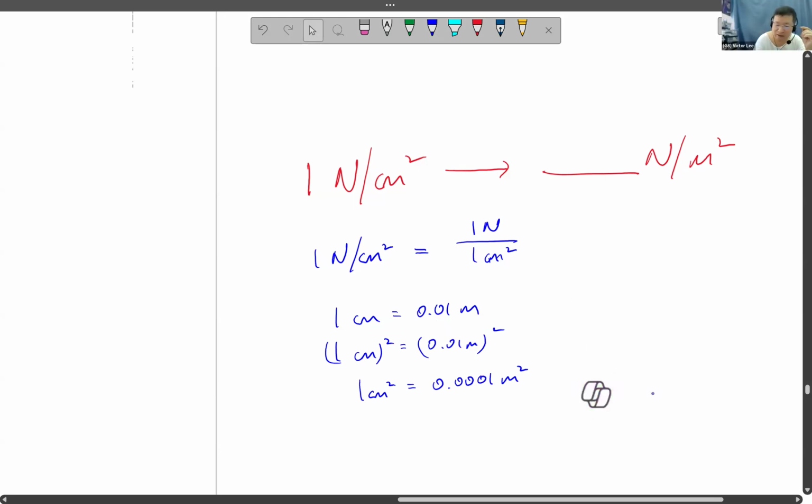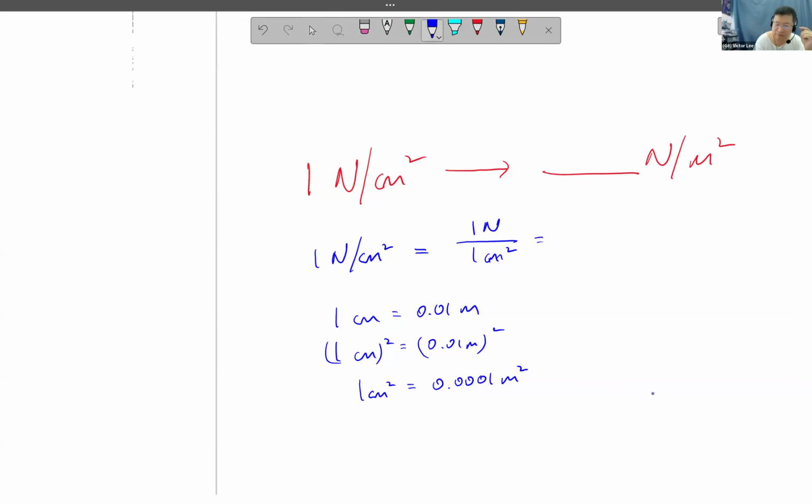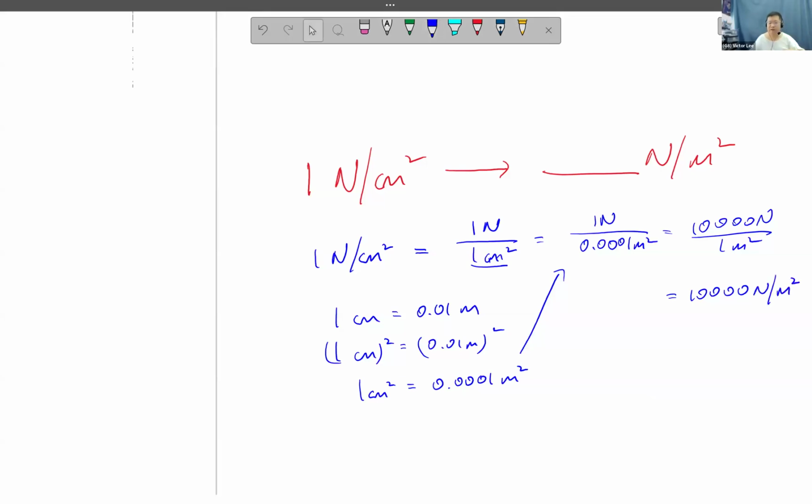So let's convert. 1 Newton I keep, but below I change from this to this now. Substitute inside: 0.0001 meter square, am I right? And that goes 1, 2, 3, 4. So equal to 10,000 Newton per 1 meter square. And that gives me 10,000 Newton per meter square. That's what they mean by unit conversion.